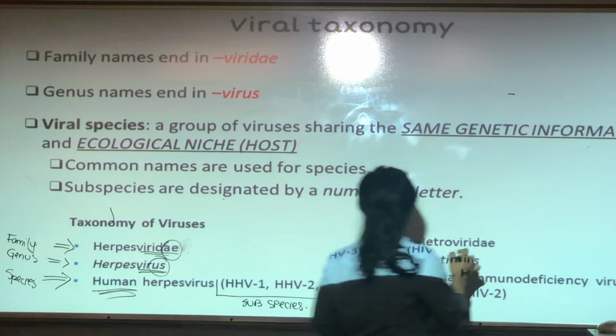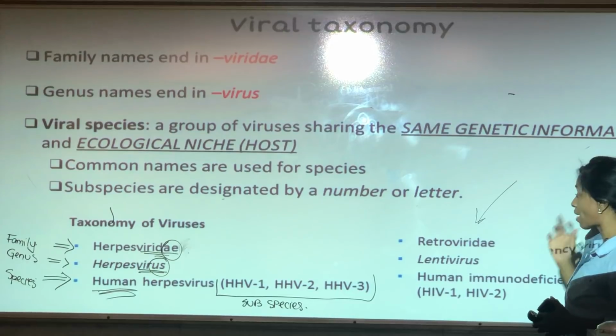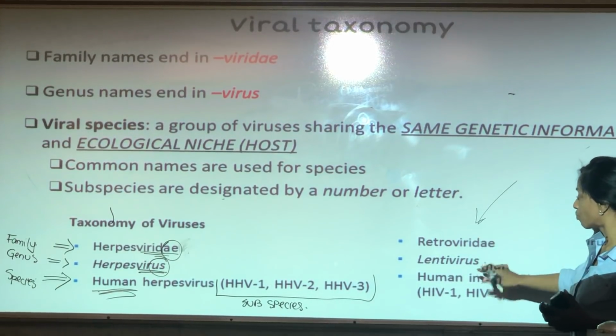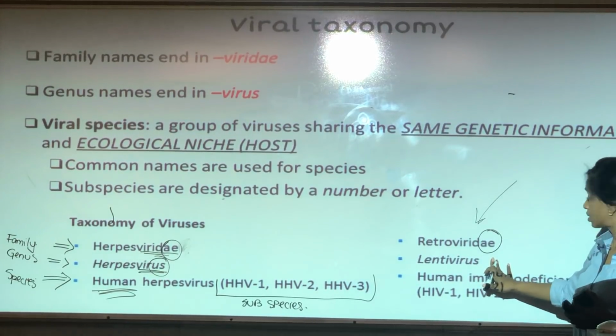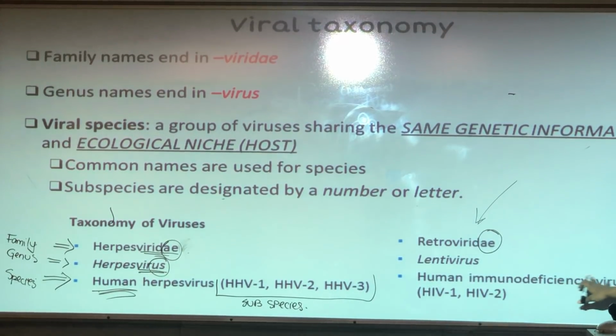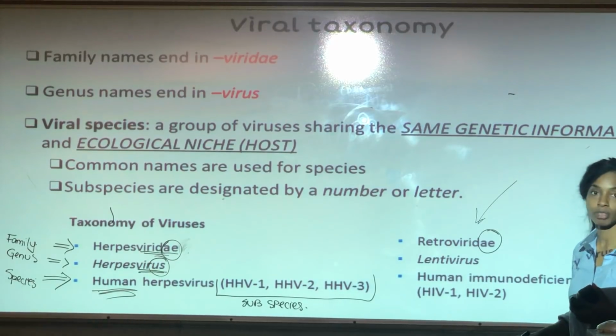And over here, similar with our retroviruses, this gives you an example. For the HIV virus, Retroviridae will be the family name. Lentivirus is a series of viruses that they are together with. And the human immunodeficiency virus, all right, that's the species name. When we're talking about HIV-1, HIV-2, that will be the subspecies.